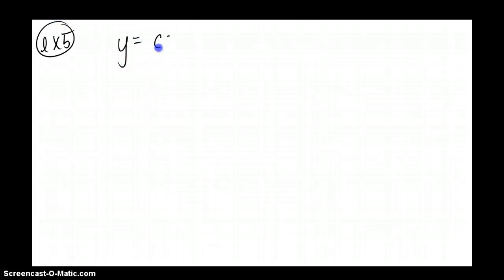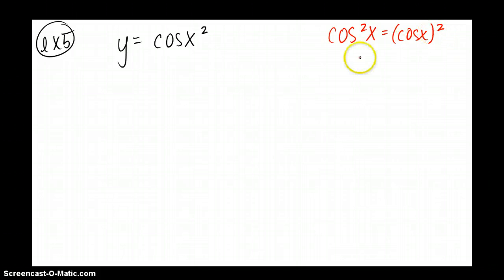Alright, how about if my function is cosine of x squared? And this is a very important difference. Cosine squared x, like we just looked at in the previous example, is equal to cosine of x times itself. So when the exponent is between the trig function and the expression, the entire function and expression are being squared.